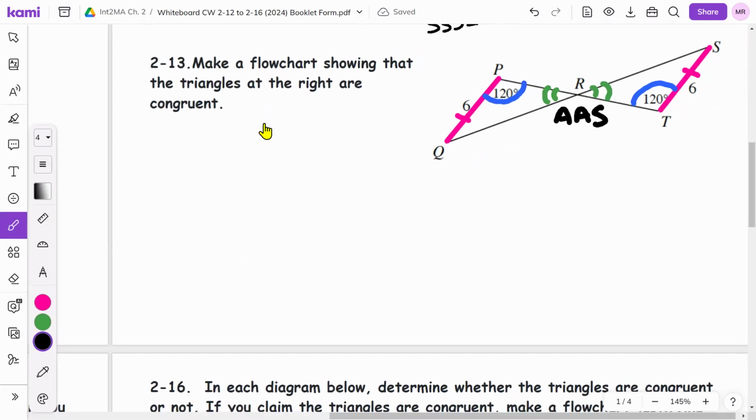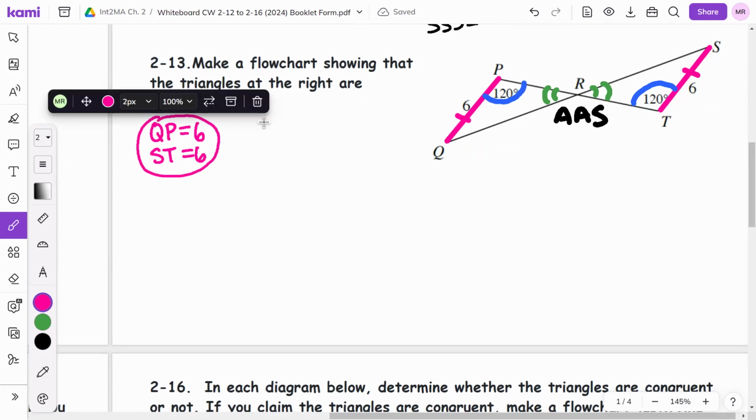Okay, so let's get started, just like we did in the last one. I'm going to get started with the line segments. So I'm going to say QP, the length of QP is 6. And Q corresponds with S. So I'm going to say ST, the length of ST is 6. And the reason is given.